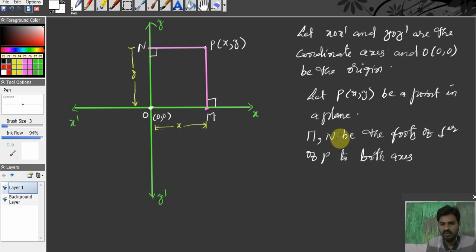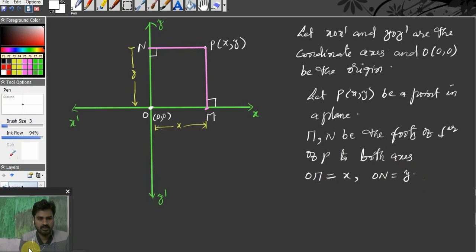Okay, when we had taken the foot of the perpendiculars, now OM gives the x coordinate absolute value, ON gives the y coordinate absolute value. Okay, so this is about the coordinate axis. This is about the world system. World system means we had taken the x axis and y axis and a point in a plane.